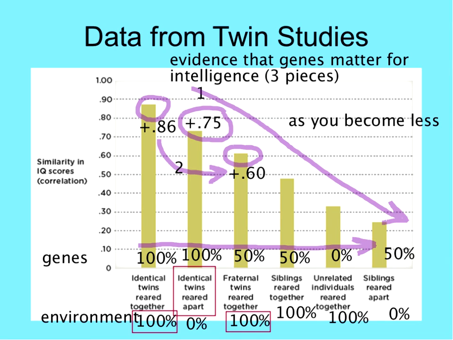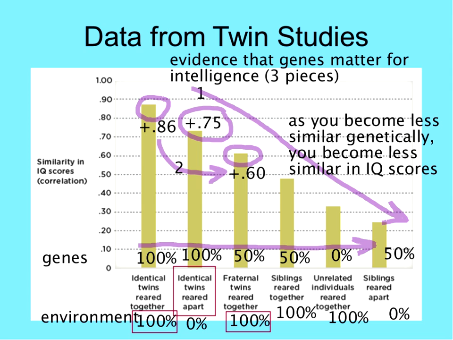Okay? So as you become less similar genetically, you become less similar in IQ scores. Okay, that would be the third piece of evidence here that says that genes matter. Okay, so we got 3 pieces of evidence showing that genes matter for IQ. Number 1 is identical twins reared apart look really, really similar, positive 0.75.